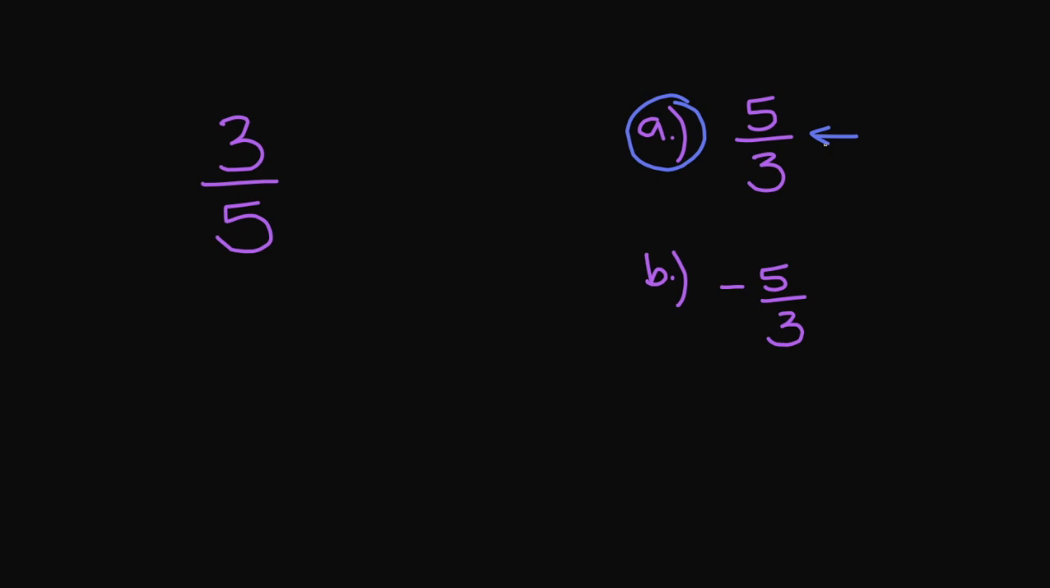Remember, we are flipping our numerator and denominator. So if I multiply 3 over 5 times 5 over 3, your numerator, you're going to get 15. Your denominator, you're also going to get 15. 5 times 3 and then 3 times 5. 15 divided by 15 is going to equal 1. So we know 5/3 is the correct answer.